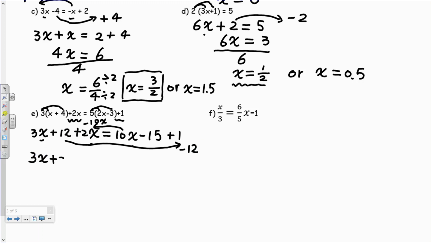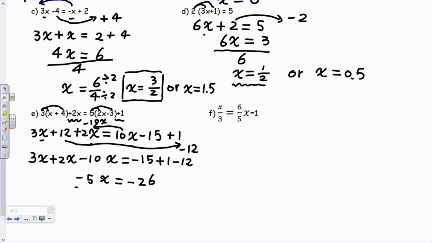3x plus 2x minus 10x equals -15 plus 1 minus 12. Then we collect the like terms. 3 plus 2 minus 10 gives you -5x. And -15 plus 1 minus 12 gives you -26.